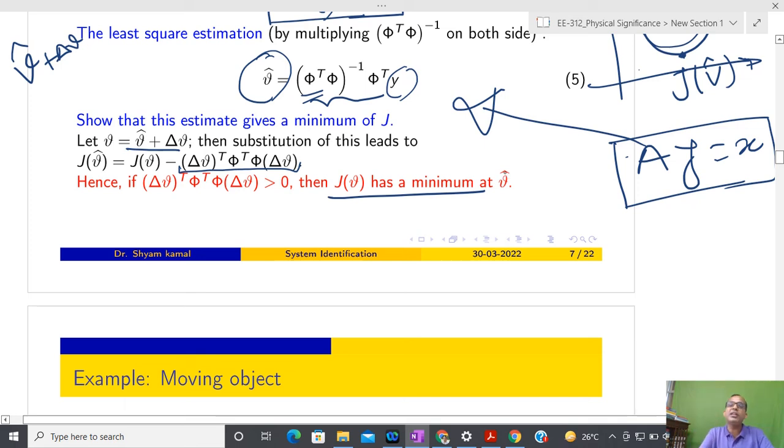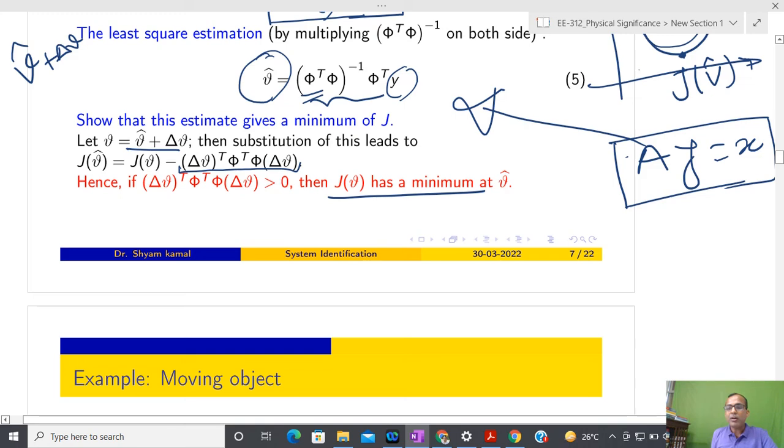Okay, in this way you are quickly able to confirm that at nu cap I have a minimum, not maxima. We have minima only because whatever nu cap I take, the J nu cap value is the least one.